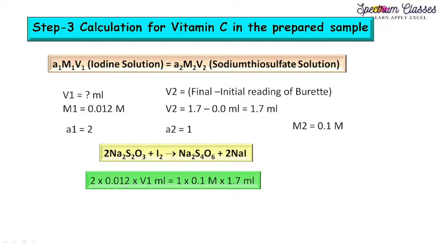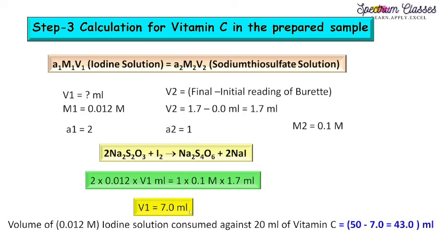A1 is 2 and M1 is this much. The volume we are going to calculate, and here A2 is 1 and the molarity of sodium thiosulfate is M by 10 and the volume consumed is 1.7 ml. So on calculation we get V1 is equal to 7 ml.